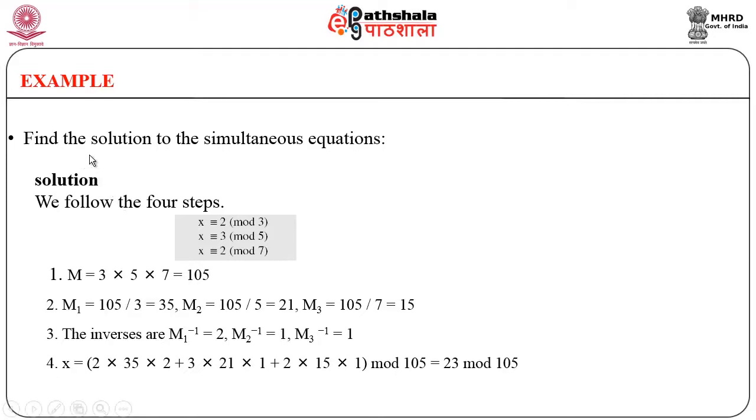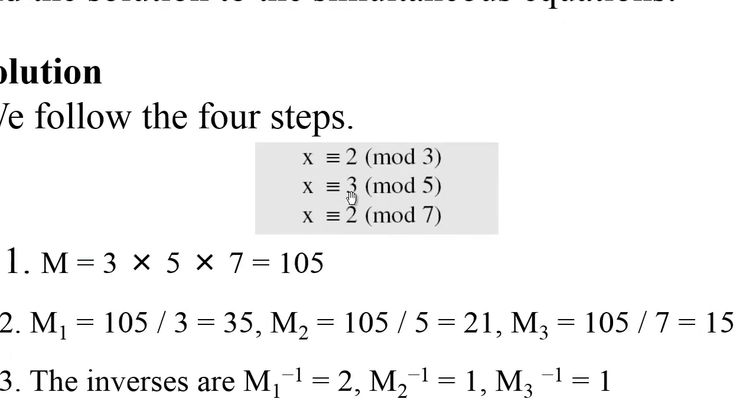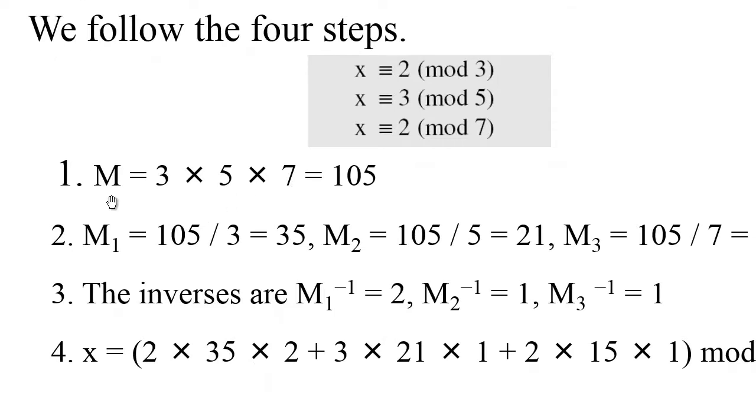So, now we will find out the solution for the particular example. To solve the simultaneous equations, we follow the 4 steps as we already know. x is congruent to 2 mod 3, x is congruent to 3 mod 5, x is congruent to 2 mod 7. The first step is to find capital M. M is equal to the product of the moduli of the first, second and third equations: 3, 5 and 7, which is equal to 105.